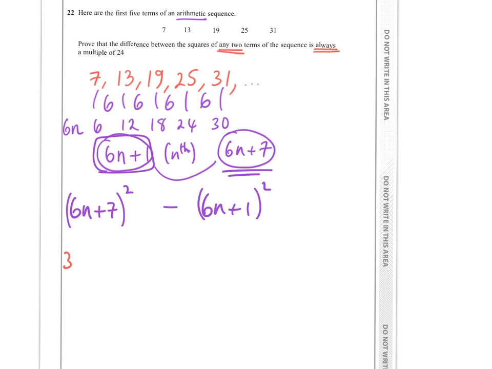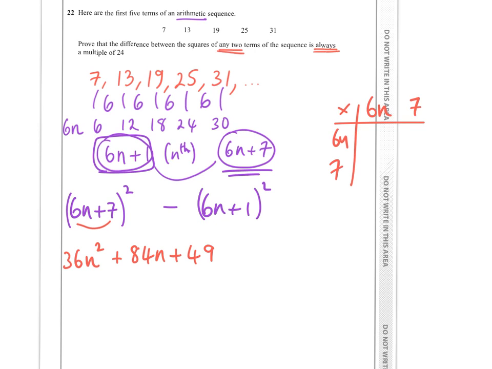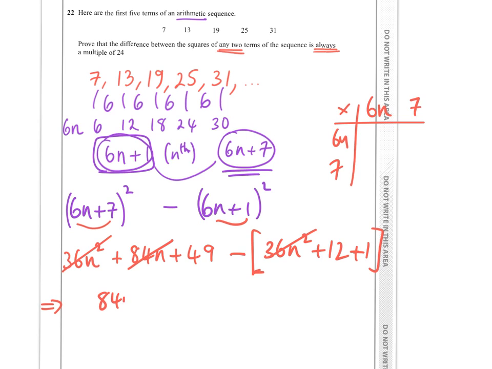So what have we got? We've got 36n squared plus, well, 7 6s are 42 doubled is 84n plus 49. You can do this in a grid if you are not as experienced at this, and you'd get the same answer. And then we take away, and I'm doing a square bracket here, and then I'm going to have 36n squared. That's 6n doubled is 12n plus 1. And let's see what we've got here. Well, we're going to have 36n squared minus 36n squared, which is 0. We're going to have 84n minus, that should be 12n here, sorry, minus 12n. And then we've got 49 minus 1, which is 48.